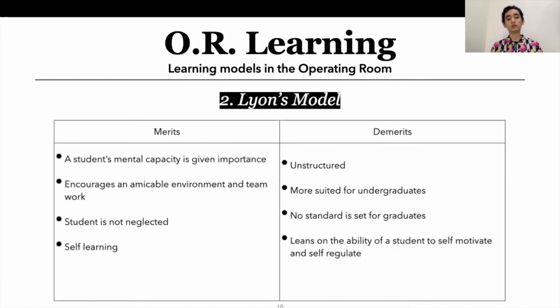The merit of this model is that a student's mental capacity and emotional well-being are taken into consideration, and it also encourages teamwork in the OR. Students are not neglected and self-learning is encouraged. But again, it is an unstructured model. It highlights what is important, but not what is not important, and it does not give a set of rules to follow. It is more suited for undergraduates than for postgraduates. And it also leans on the ability of students to self-regulate and self-motivate.